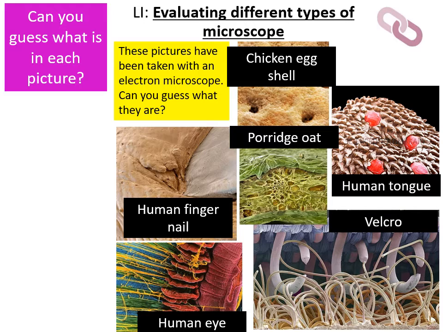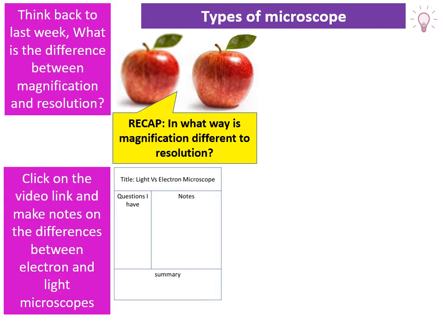And Velcro. I think you should have got this one with the hooks and then the fluffy bit on Velcro. I think that's a good picture though. So hopefully you got some of those, and that was a little bit of fun to start us off with electron microscope pictures. Right, so on to the proper learning now.